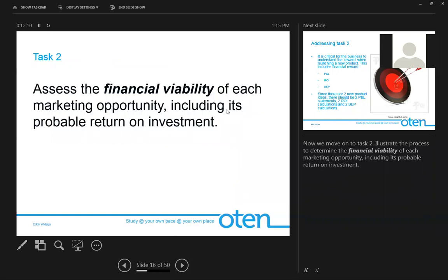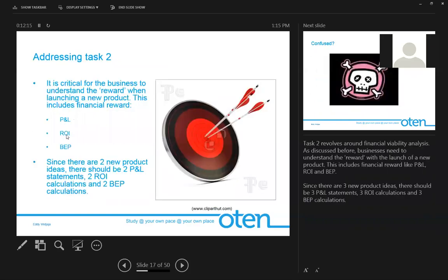Okay, now we are coming to Task 2, which is basically about financial viability. Why financial viability? Well, because it is critical for businesses to understand the reward. Launching a new product is considered high risk, so businesses need to understand what sort of reward they can expect. One of the rewards they expect is the financial reward. It could be profit and loss analysis, return on investment, and also break-even point analysis.